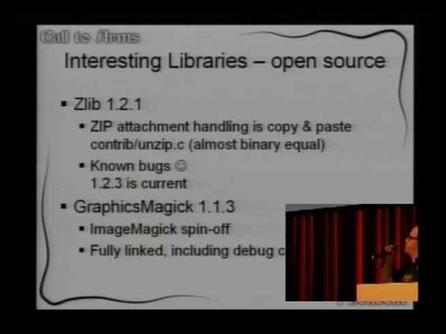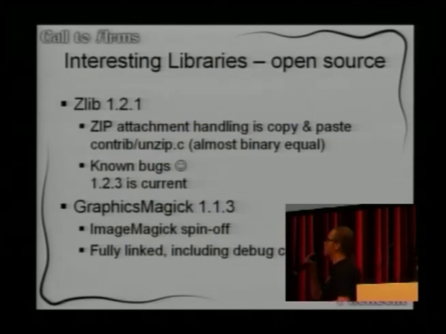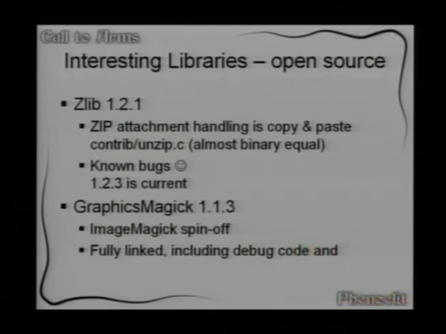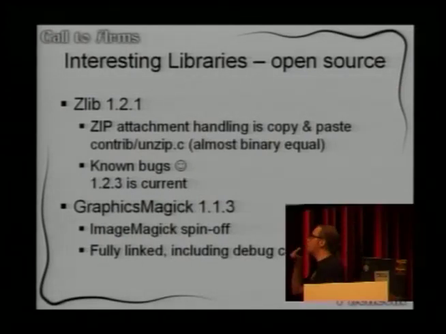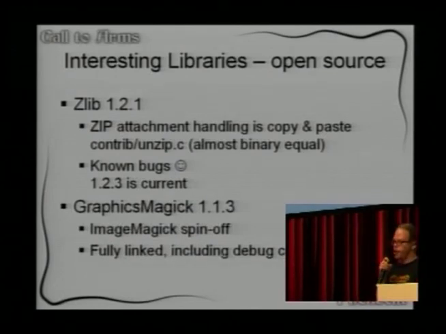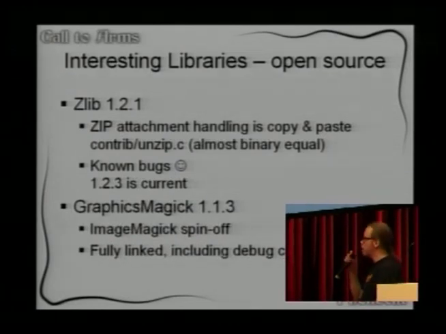Interesting libraries, open source. Now we're getting into something really funny, because the zlib is not really recent, and it's of course used to unzip files. Known bugs in a library that someone uses in a big product is always good news. GraphicsMagick is a spin-off from ImageMagick, a huge pile of code. It's for image parsing and writing and everything else you know from ImageMagick.